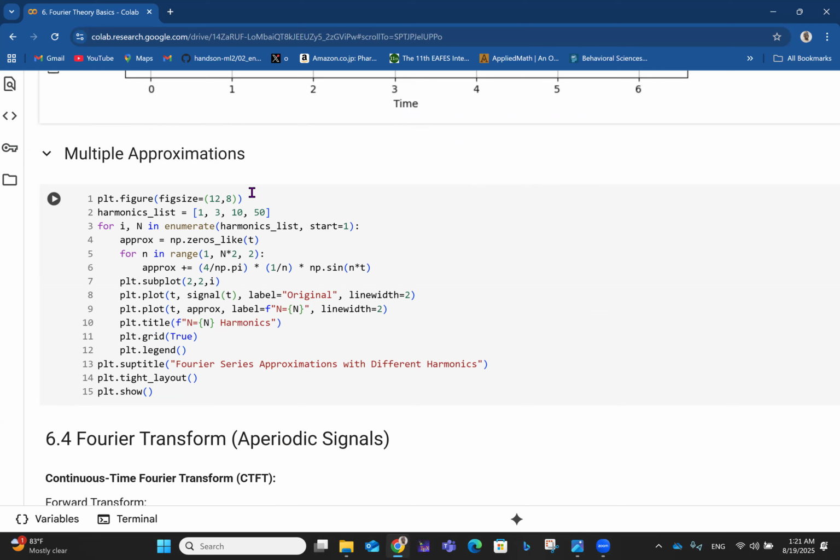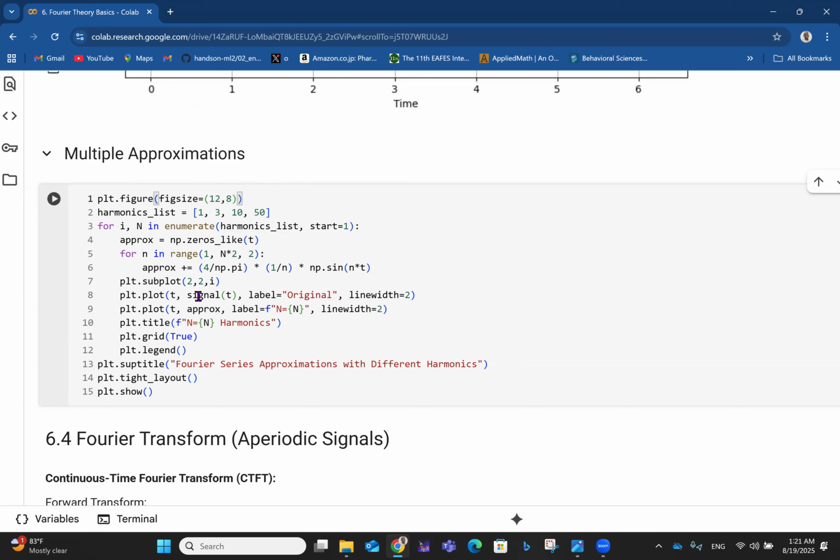When you come here and you want to do multiple, in this case we have a list of harmonics. Of course, the first line is to dimension the figures you want to plot. Then you have the harmonics list. Harmonics are multiples of the basic frequency f naught. Here we have 1, 3, 10, 50. So 1 times the basic frequency, 3 f naught, 10 f naught, 50 f naught. That's what that means. We now say for i, n in enumerate harmonics list. So we want to iterate over this harmonic list, and then we do the same plot like we did before, for n in range 1 to n squared up to 2.